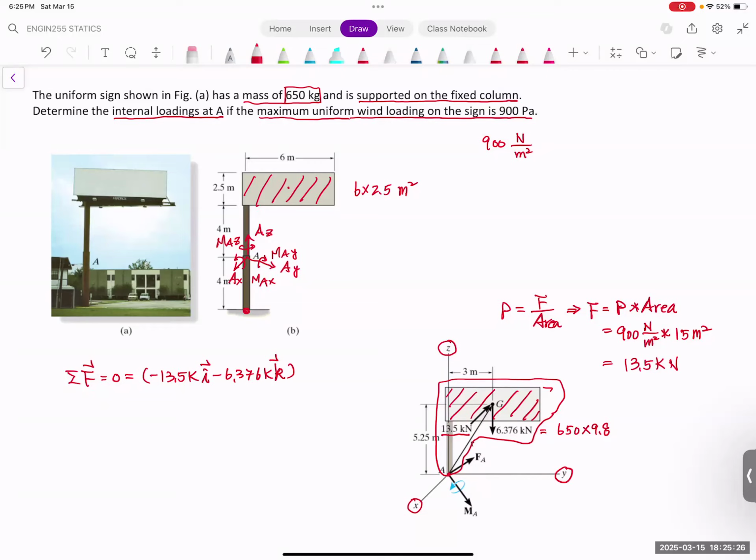You also have F of A, which is going to be AX i plus AY j plus AZ k. And you will see there's no j direction, so this one is equal to 0. AX is going to be equal to 13.5 thousand, and AZ is going to be equal to 6.376 thousand.